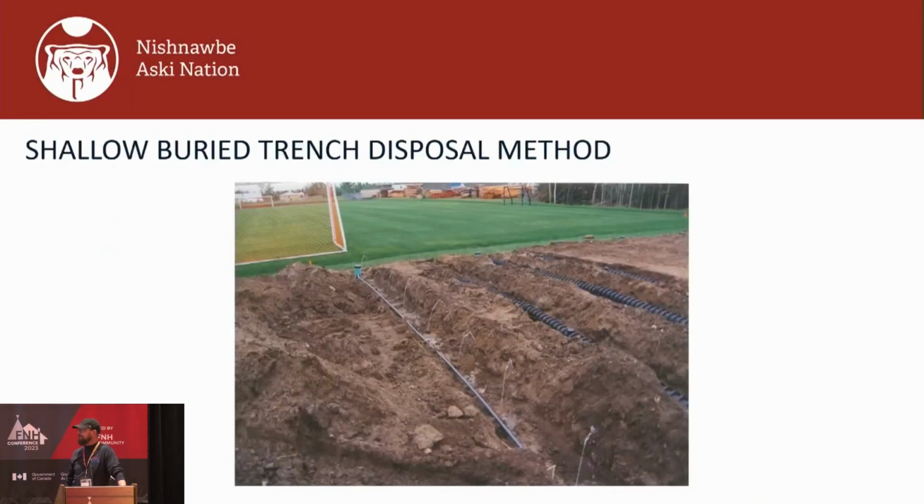A shallow buried trench is exactly what it sounds like. It's a shallow buried trench, but the whole system is pressurized. So the system time-doses chambers with a pressurized spray that then infiltrates back into the ground. The idea being that by controlling the dosage and the volume sprayed to the chamber, you can minimize the amount of area required to distribute the effluent.